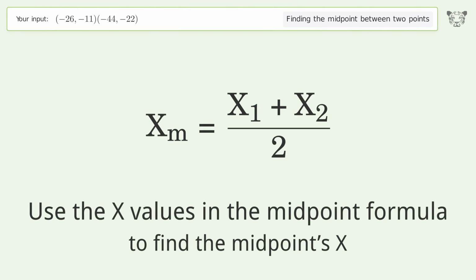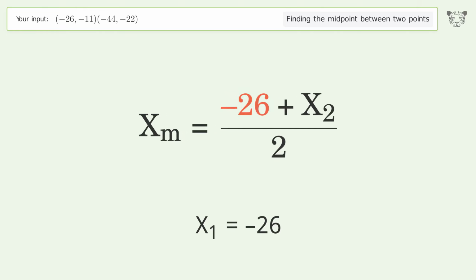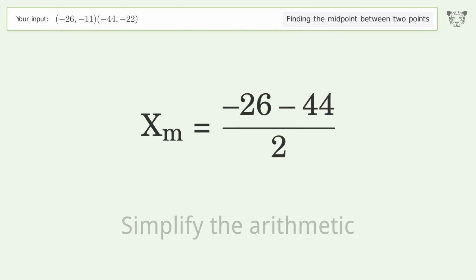Use the x values in the midpoint formula to find the midpoint's x. x1 equals -26. x2 equals -44. Simplify the arithmetic.